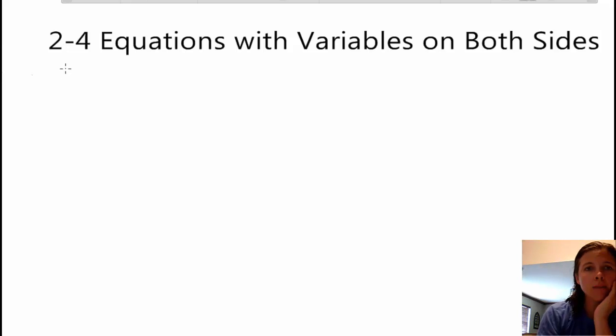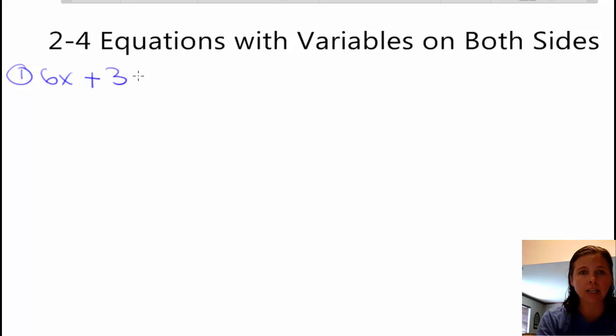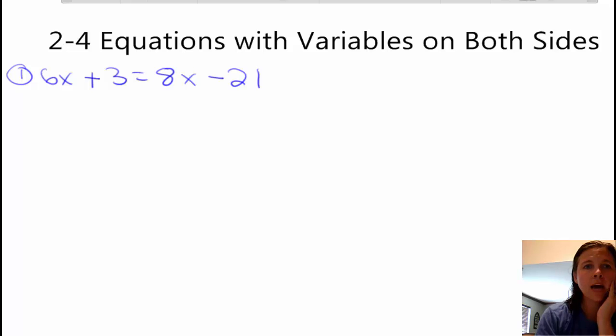So the thing with these is that there's different ways to do it. You and your neighbor might solve it differently, and that's fine as long as you end up with the same answer. Okay, so if we have 6x plus 3 equals 8x minus 21. Now, there's nothing on the same side. Remember, if it's the same side of the equal sign, you combine like terms. If you move it to the other side, you have to do the opposite.